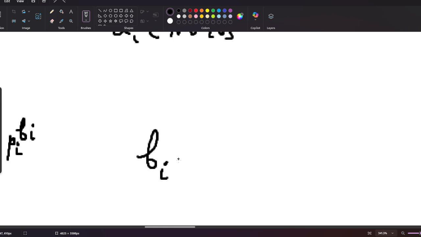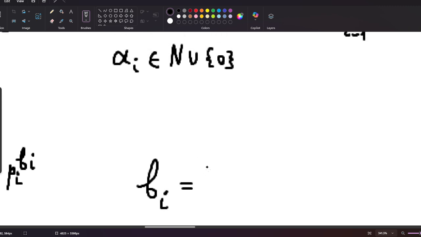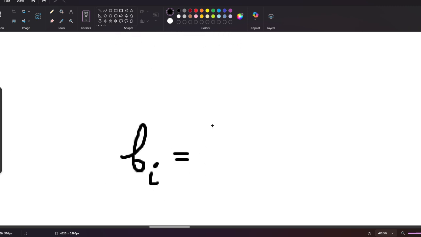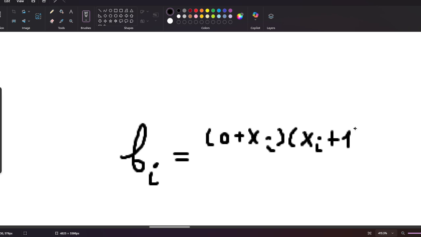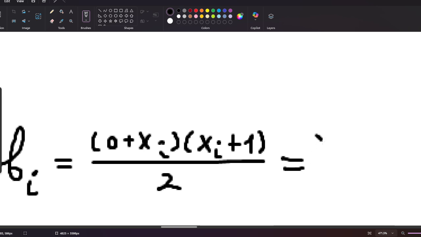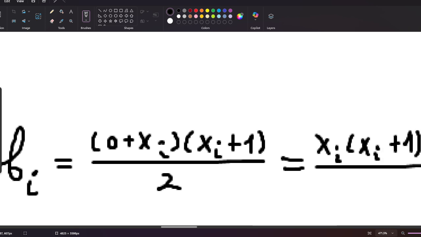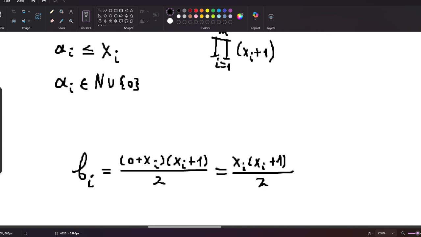And now that is fairly simple. We just say 0 plus x_i, and now we need the number of elements in this progression, x_i plus 1. I need to divide it by 2, so that's going to be x_i times x_i plus 1 over 2.